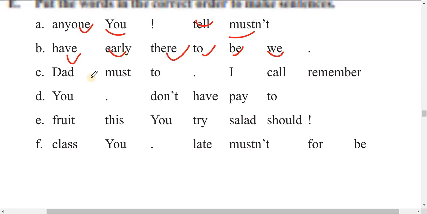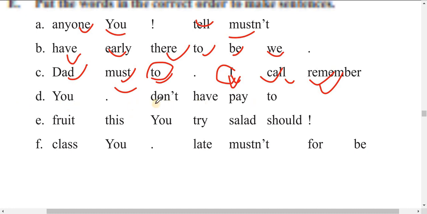Now see, okay, you can see. I must call. I must call. In this way, I must remember to call dad. Right, in this way, I must remember to call dad. D, you don't have to pay. Okay, in this way, it's very easy. You don't have to pay.